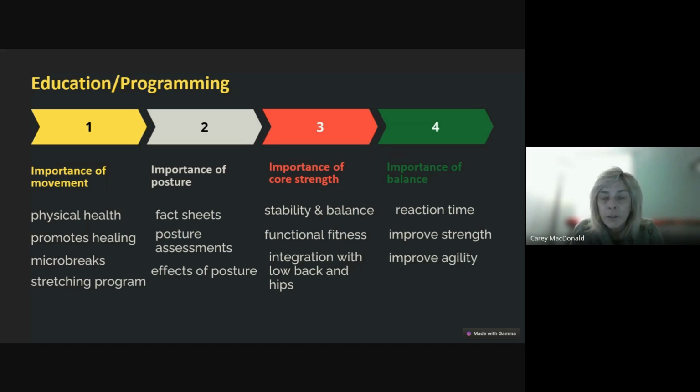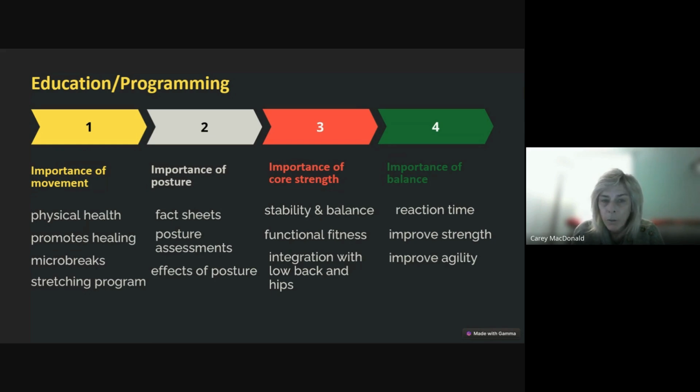So that, and trying to find out what they like to do outside of work. Golf's a big one, pickleball, throwing ball with their kids, doing yard work, that type of stuff. But as far as overall education, we found out that there's 4 main important parts. You have the importance of movement, importance of posture, importance of core strength, and again, that importance of balance.